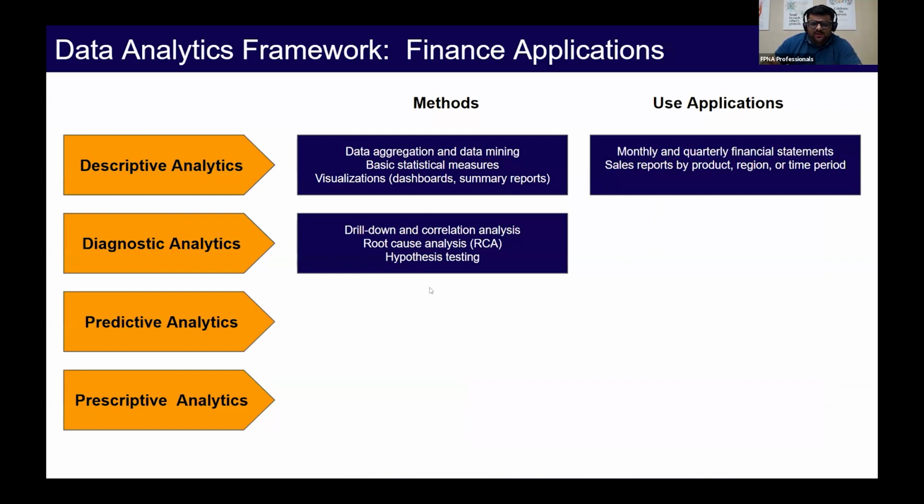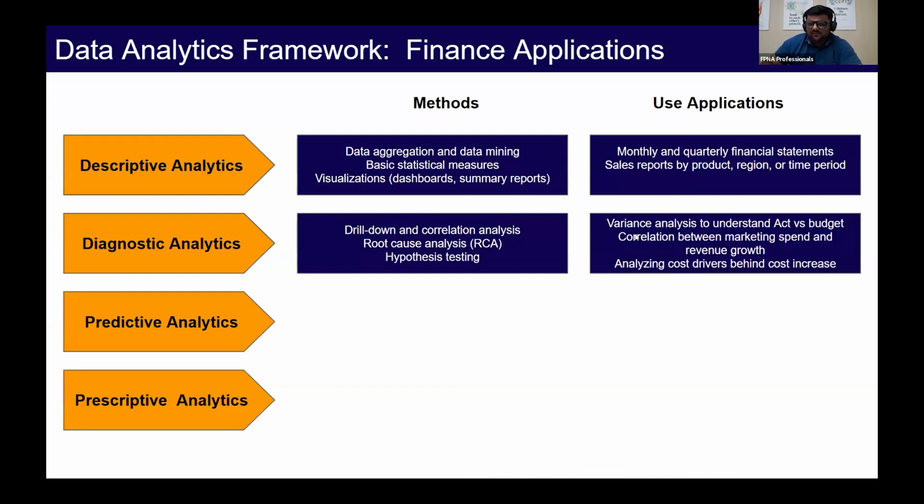When you do diagnostic analysis, you might be doing a drill down like we did in the previous example. You might be doing a correlation analysis, trying to figure out how one driver is related to another. You might be doing a root cause analysis, the 5 why analysis that we did in the previous example, or hypothesis testing. In FP&A, we usually call this variance analysis, actual versus budget, or how marketing spend is related to revenue growth. These are all applications of diagnostic analytics in finance and FP&A.